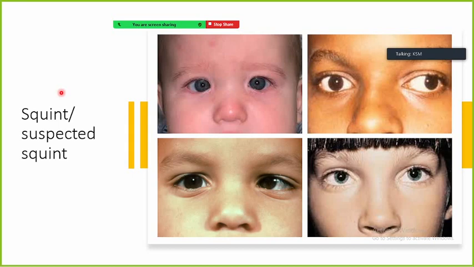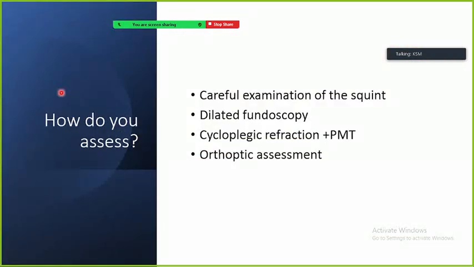So squint or suspected squint is another condition that we get. Sometimes it might be a normal appearance, it might be evident all the time, or sometimes it's not evident all the time. Occasionally it appears when the child is not concentrating. So you have to carefully examine the squint, because there are eyes turning in, out, up, down.